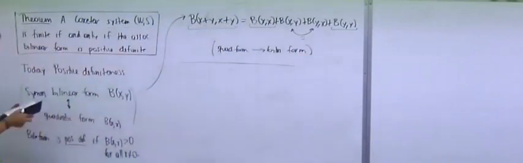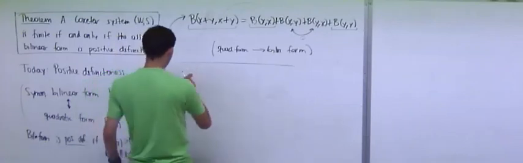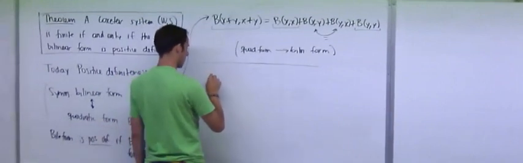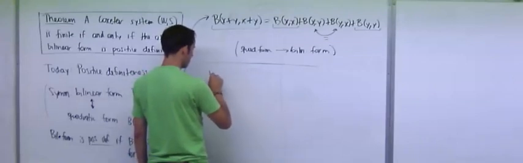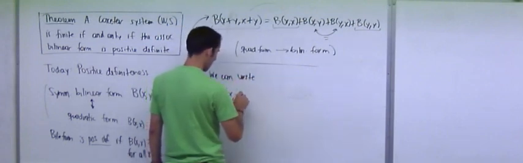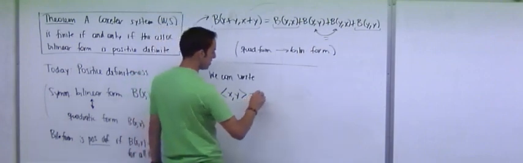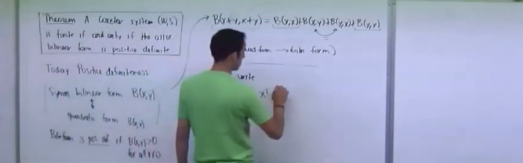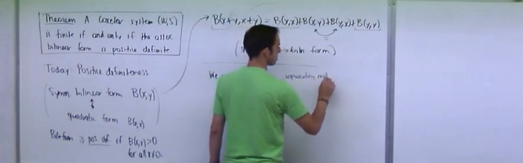Now, we talked about how any bilinear form has something called a representing matrix, right? So we can write our bilinear form as, if we choose a basis for our space, then this is just going to be given by X transpose A Y, where this thing is called the representing matrix. Okay.